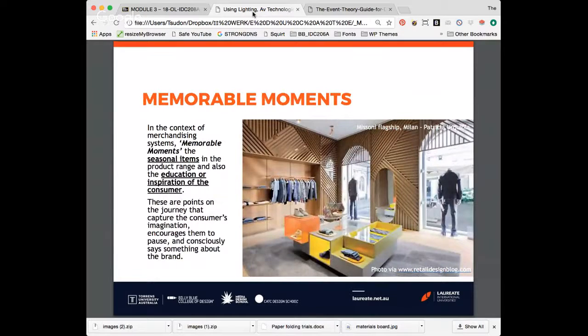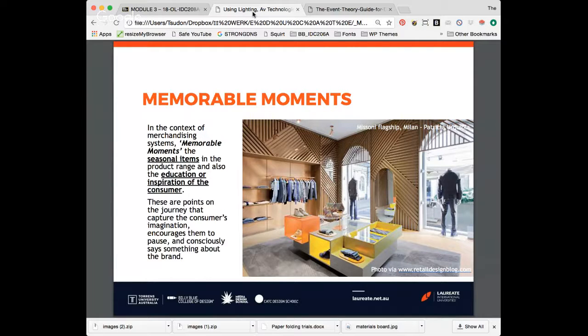As far as the memorable moments go, these are where we showcase our seasonal items, and these can also be points of engagement with your consumer. It might be education or inspiration of the consumer, it could be digital ordering stations, it could be infographics, it could be seasonal setups. It might give the opportunity for the consumer to imagine a product as part of their home by setting up a little scene.